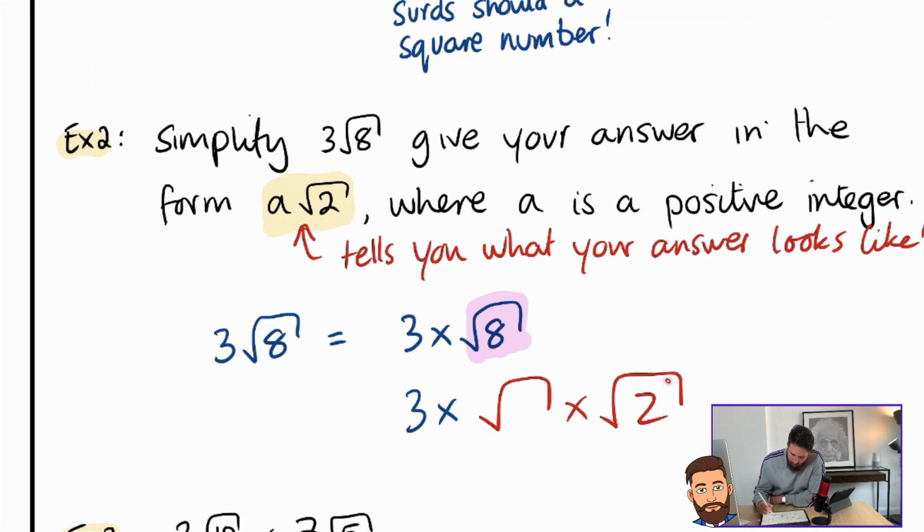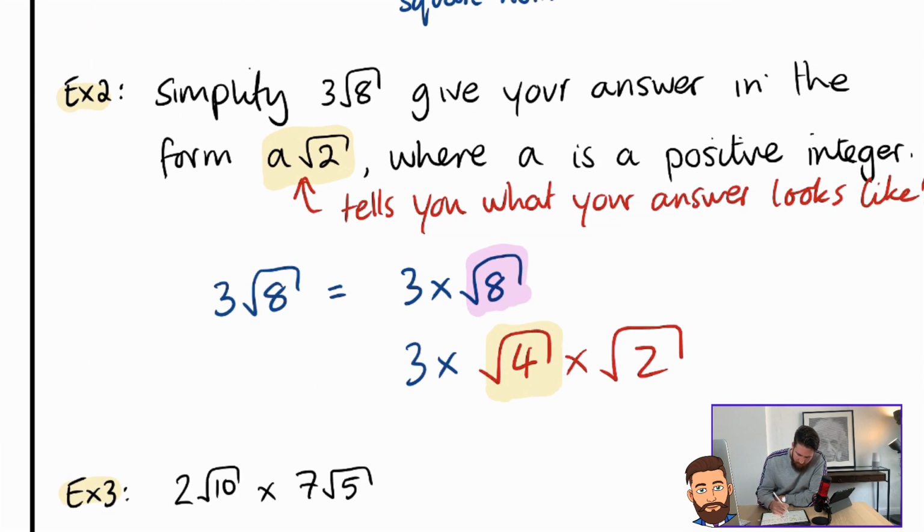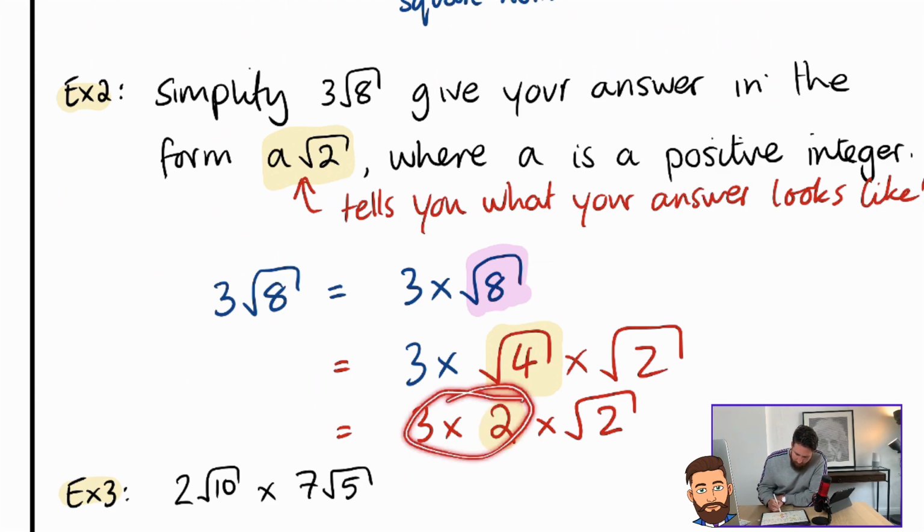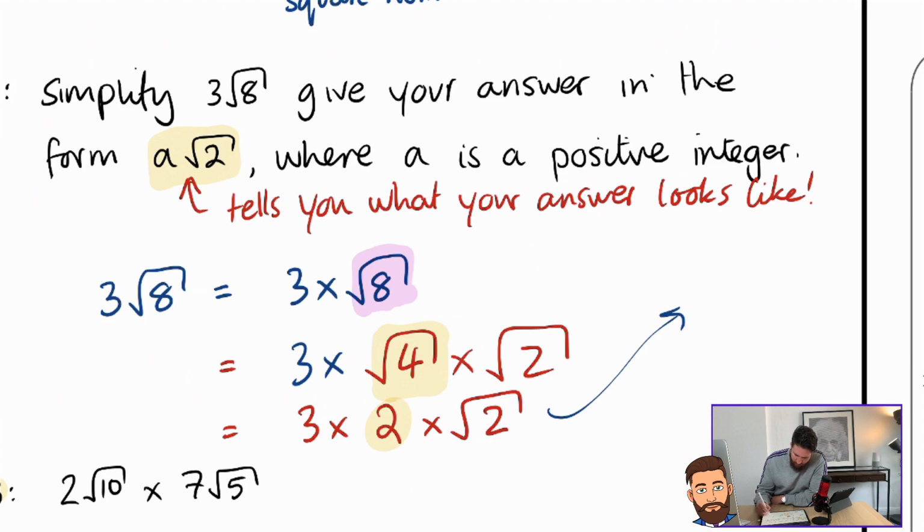Then I just think to myself, what do I times 2 by to get 8? 4. Surprise, surprise. Root 4 is a square number which is going to come out to be a positive integer. So I'm going to get 3 times, what is the square root of 4? Simply 2 times root 2. Now that looks a little bit messy, but we can tidy this up. We've got 3 times 2 and then root 2. So the final answer to this question is going to be 3 times 2 is 6, root 2, and that is that question done.